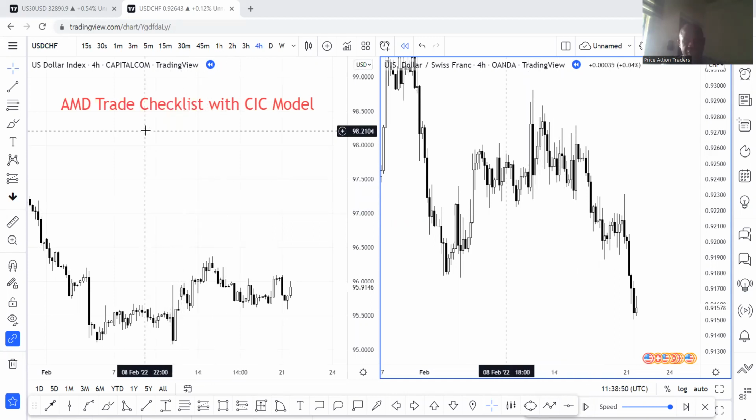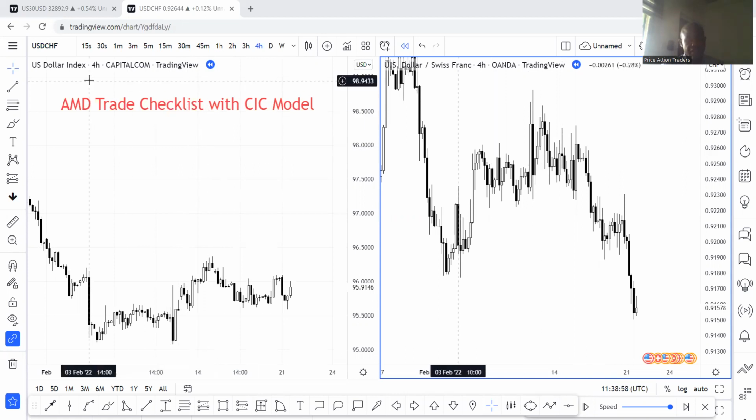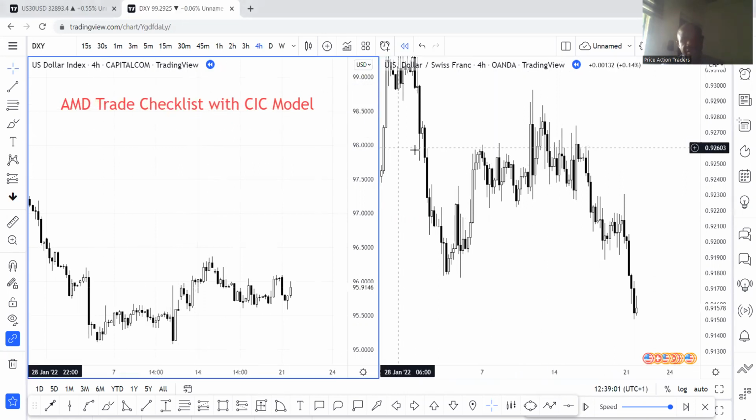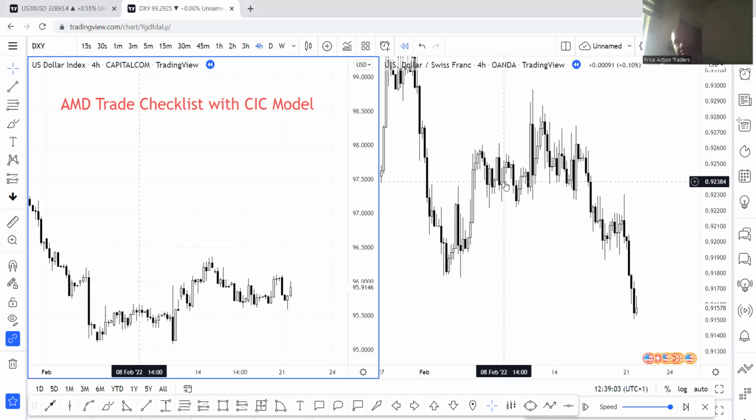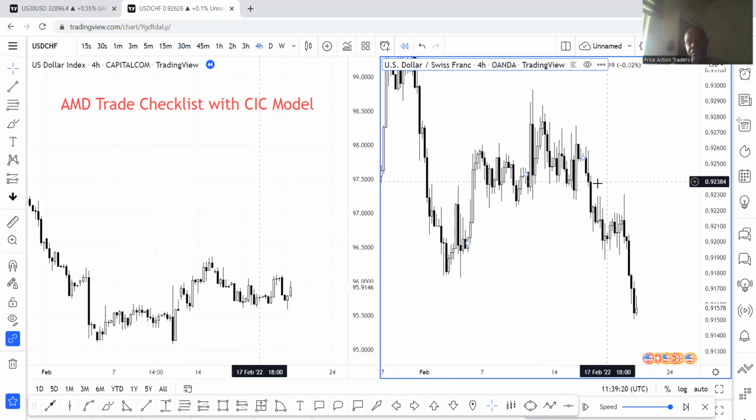So CIC model is simply a divergence setup between two positively correlated instruments. Like here we have the US dollar index as an indicator for US dollar Swiss francs here on the left side. Because the two instruments are positively correlated, US dollar index, and then we have US dollar Swiss francs.